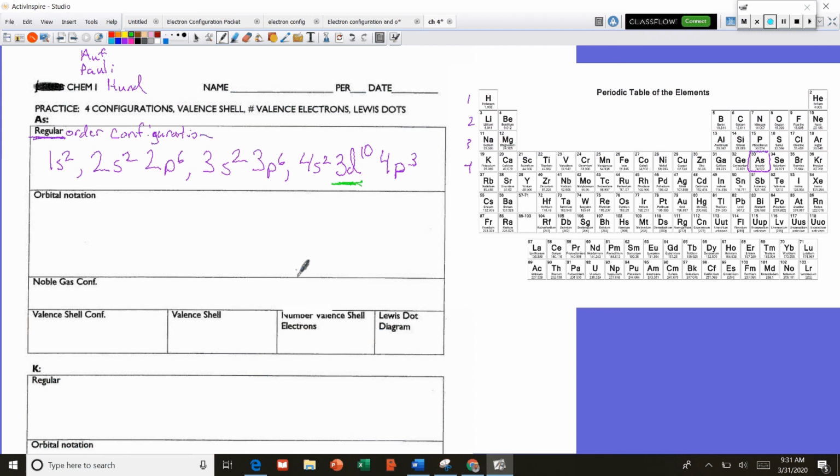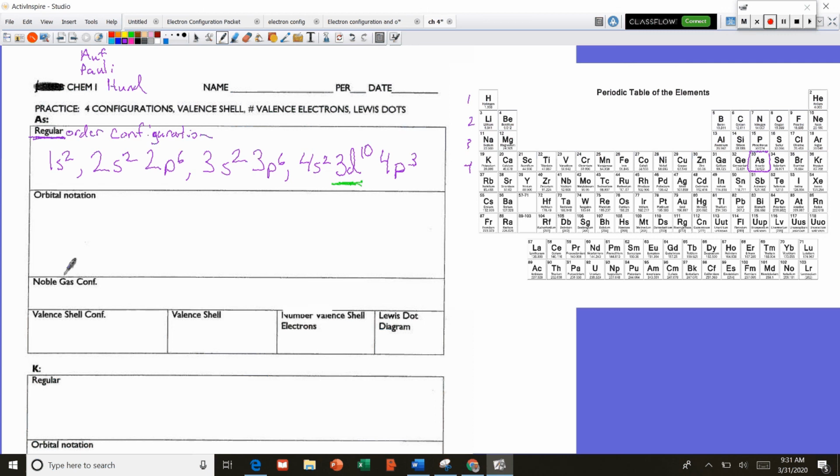I actually find expected order to be a little bit confusing because then you're not filling in order of energy, you're filling in order of quantum number. And so most textbooks tend to only use regular order. They'll tell you about expected order, but they don't have you do it very often. All right, now let's get to the orbital notation.